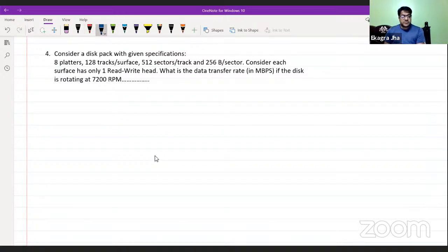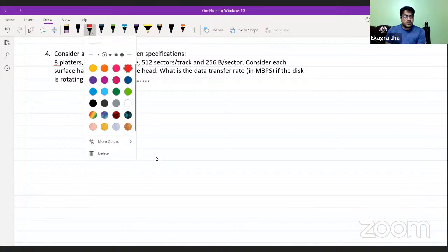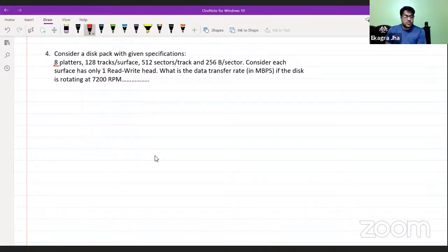So the next question is from secondary storage. Consider a disk pack with the given specifications. Here we have 8 platters, 128 tracks, 512 sectors per track, and 256 bytes per sector.